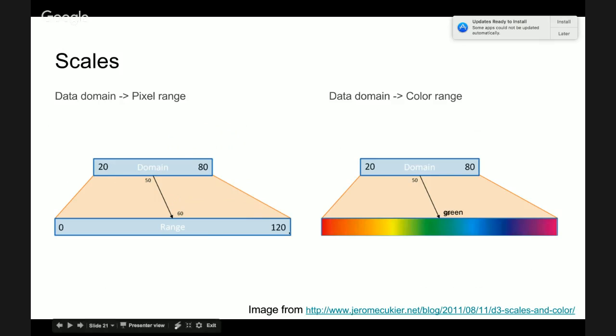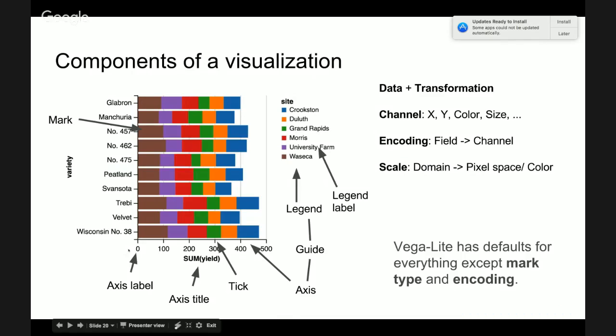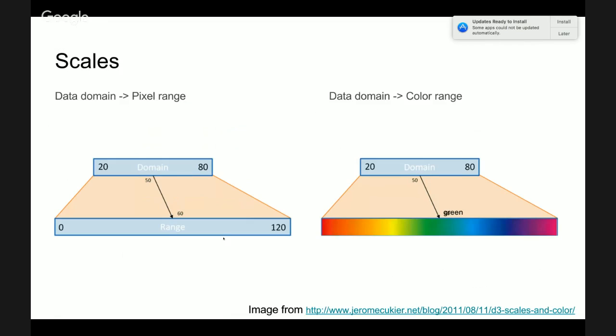So the 0 and 120 here could be from here to here. Here the domain is 0 to, what is it, 400 something-ish. But we want to map it to the pixels that start here and end here. I don't know how many pixels those are. There are also scales for colors, where you map from the data domain to some color, and that can be just the hue or the saturation or the value.